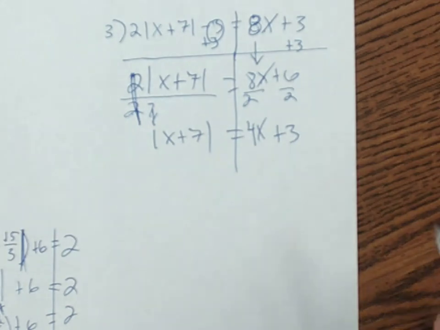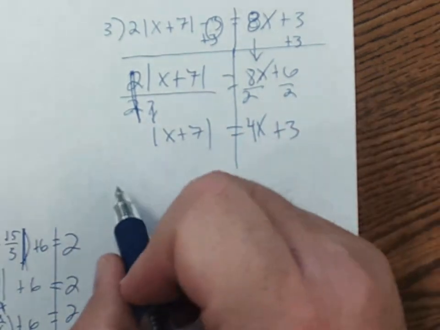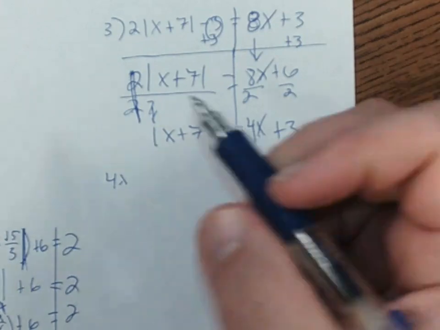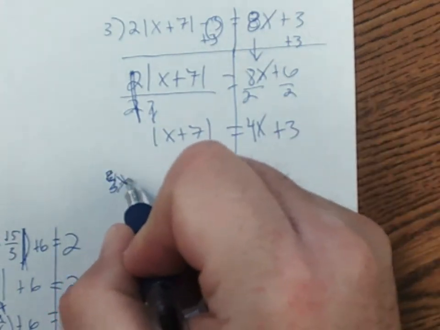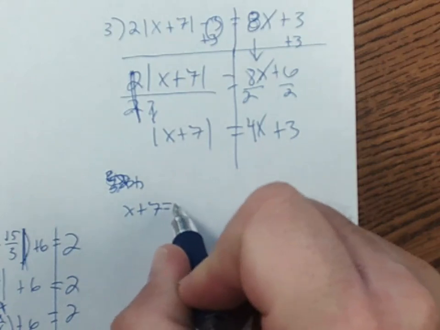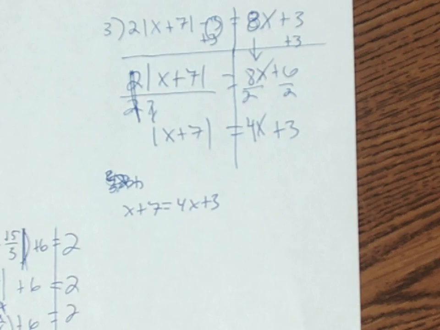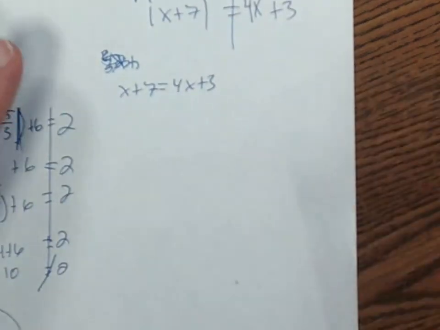Now we have to set up both of our equations, right? So the first one will be exactly what you see here. I'm sorry, I did that wrong. Let's start over. x plus 7 equals 4x plus 3. Now you see why I prefer to use a pencil. I've been told, though, that pencil's hard to see, so we're using pen.